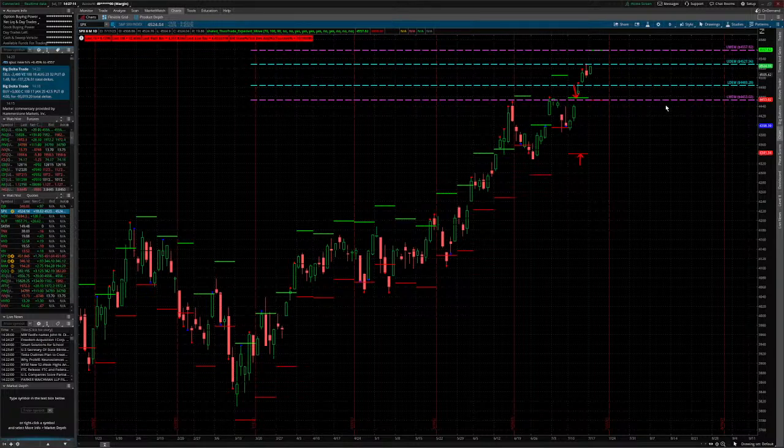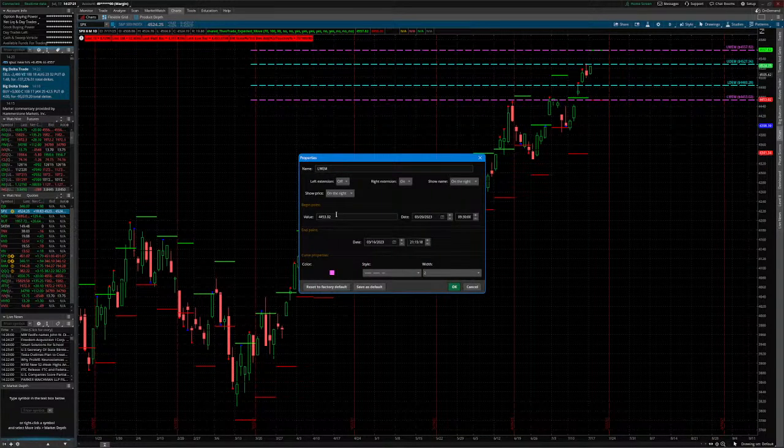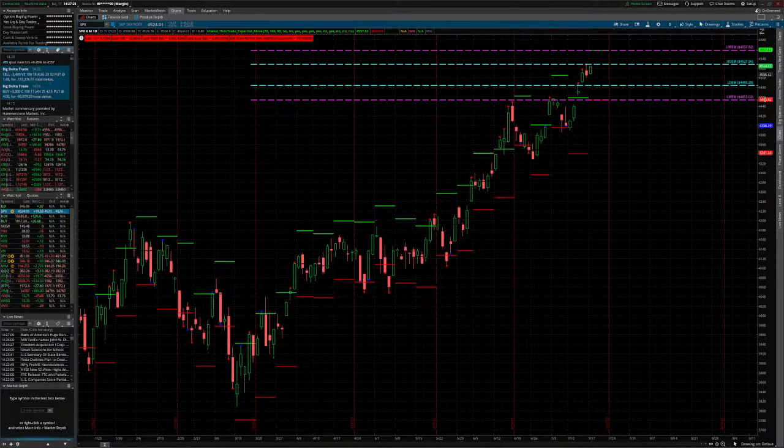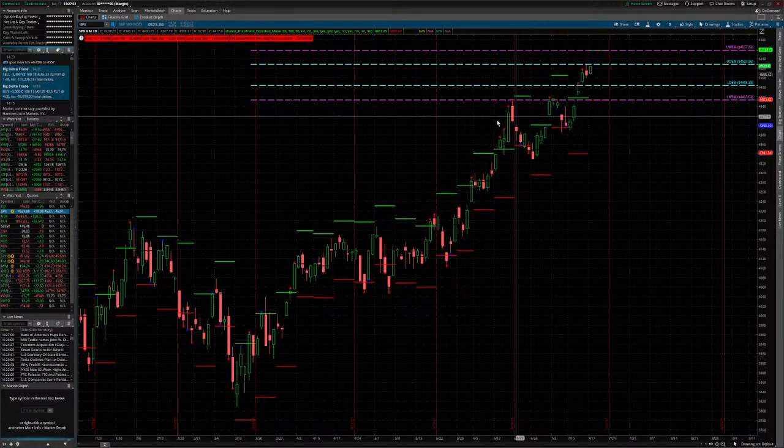And then yesterday I went into edit properties here and changed this level to the level that was shown here for the lower, and same thing for the upper weekly expected move.